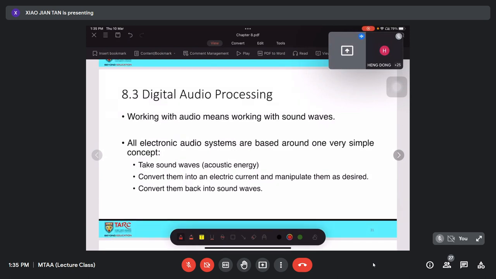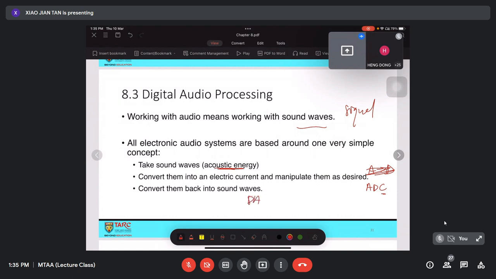Digital audio processing. Working with audio means working with a sound wave, which is actually a signal, sort of a 1D signal. So all electronic audio systems are based around one very simple concept: take the sound wave, the acoustic energy, convert it into electrical current and manipulate it as desired, which is analog to digital. Okay, analog to digital converter.